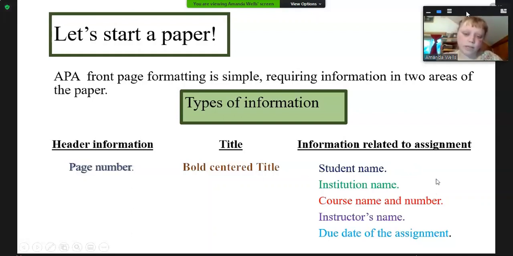It's going to be the student name, so the author of the paper. The institution name, that is the place you're at when you do the paper. So in other words, if you're at Grace Harbor, it'll be Grace Harbor College. The course name and number, again, whatever your course is, your instructor's name, and then the due date of the assignment. And it will go in that order.